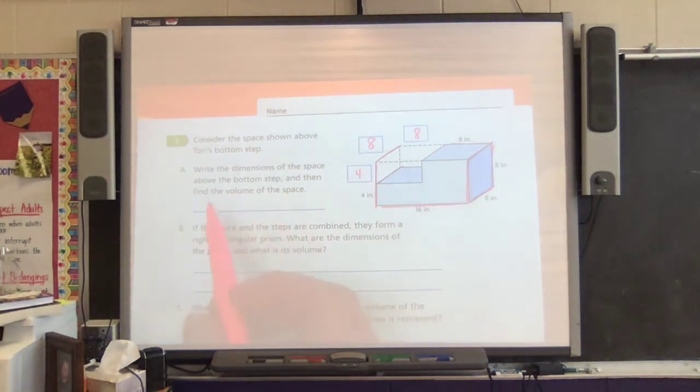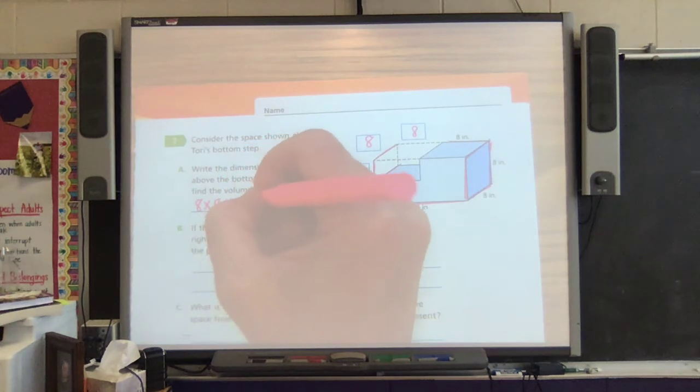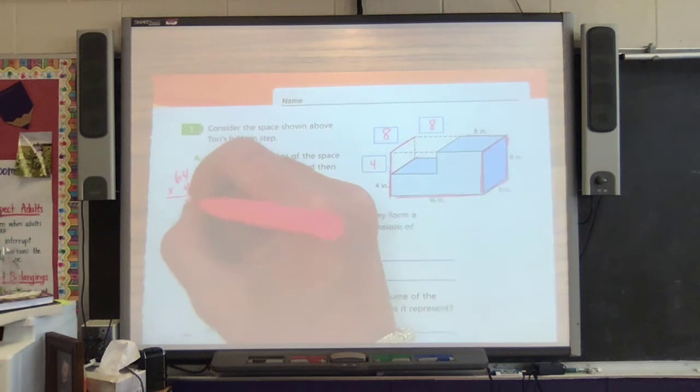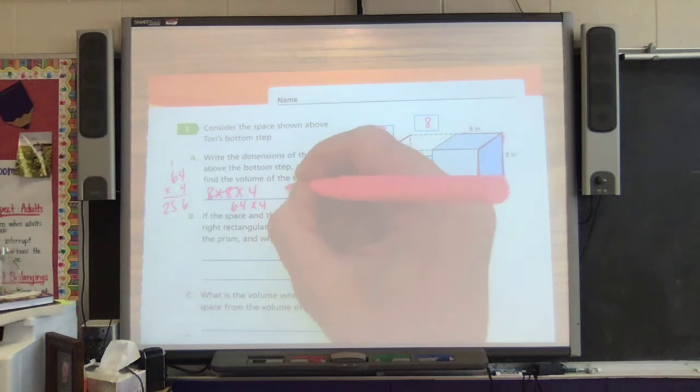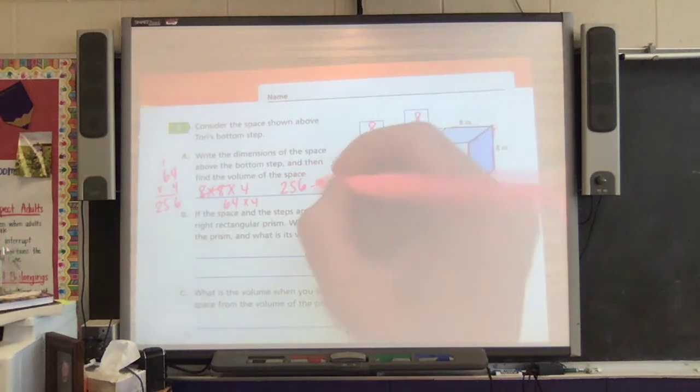All right? So it says write the dimensions of the space above the bottom step, and then find the volume. So first we would do 8 times 8 times 4, and 8 times 8 is 64. And then we do 64 times 4. We know 4 times 4 is 16. 4 times 6 is 24, plus 1 is 25. So that means this empty space here measures 256 cubic inches.